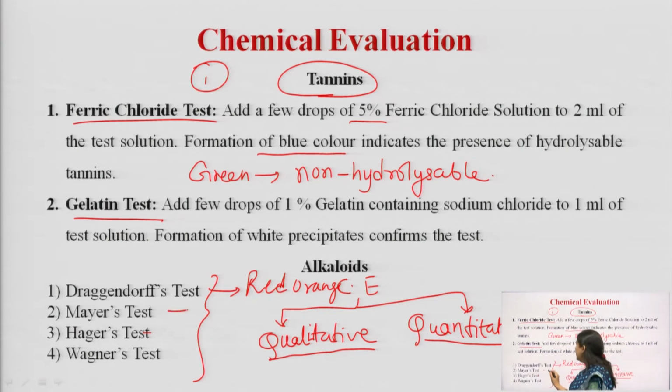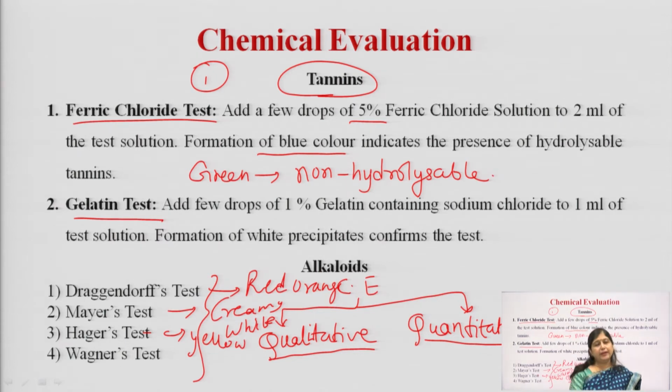If I talk about Mayer's test, Mayer's reagent contains potassium mercuric iodide. So, Dragendorff's contains bismuth, Mayer's contains mercuric iodide, and this gives creamy white precipitates. The Hager's test contains picric acid, and when this picric acid solution is added to alkaloids, it produces bright yellow colored precipitates.